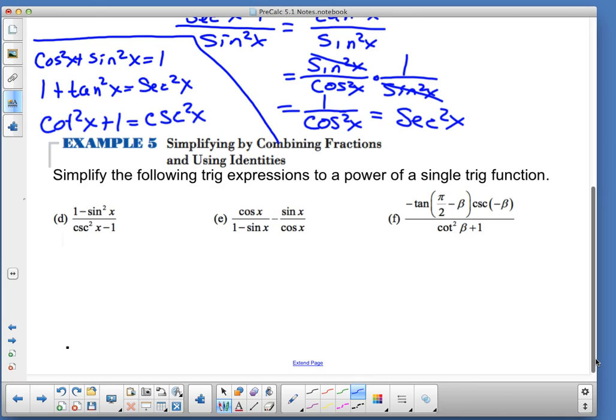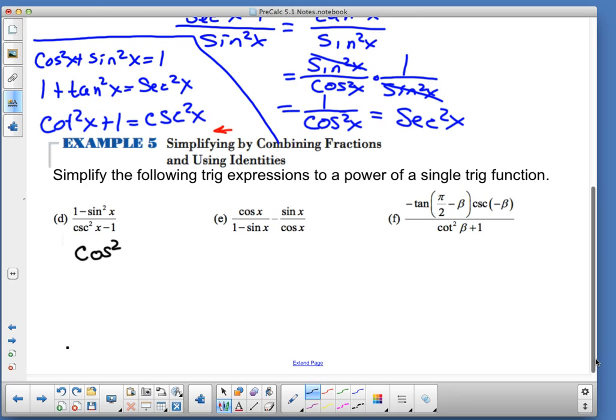Now I'm doing some mental gymnastics here. I see 1 minus sine squared x. Well, that can be substituted as cosine squared x. I see cosecant squared x minus 1, and that's the same as cotangent squared x. So I'm going to substitute those in because it makes it easier to manipulate single things when they're in fractions than things that have been added or subtracted together. So I'm going to go in and substitute right away.